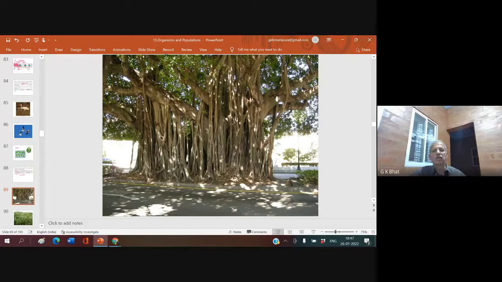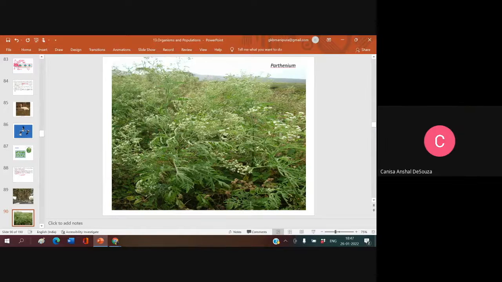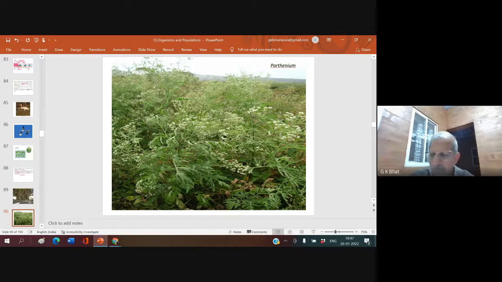We are saying that there is only one banyan tree. There are thousands of Parthenium plants. It's a weed. Good for nothing. Have you not seen this type of weed, Kanisa? Yes, sir. Kanisa, you ask your dad or mom, Mom, please show me Parthenium plant. Have you seen this, Namrata? Jyoti? Yes, sir.